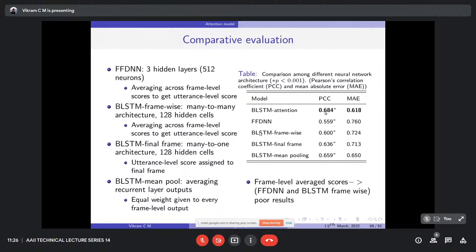These are the correlation coefficients, that is the Pearson correlation coefficient. Another metric we used is the mean absolute error. That means the absolute difference between the predicted scores and the perceptual ratings.